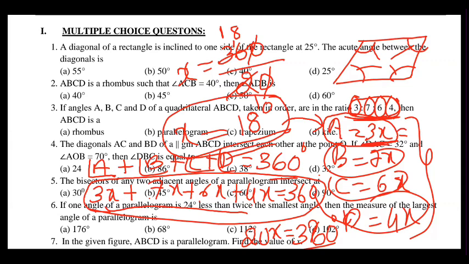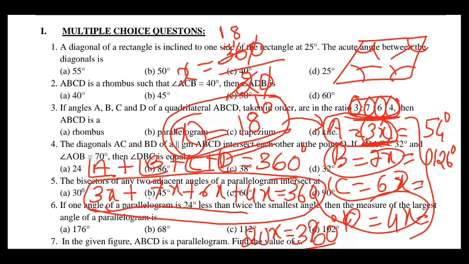18 into 3. Angle A kitna rahega? X ka value hame mil gaya, right? Angle A kitna rahega? 3 into 18. What is 18 into 3? Please tell me. 54 degree. Excellent. The next one. Angle B kitna rahega? 7 into 18. What is 7 into 18? 126. Yes.